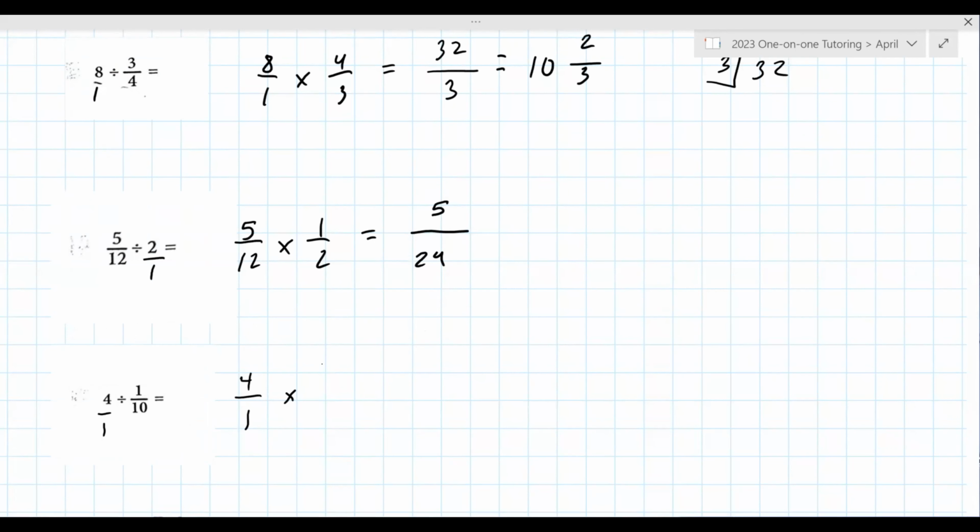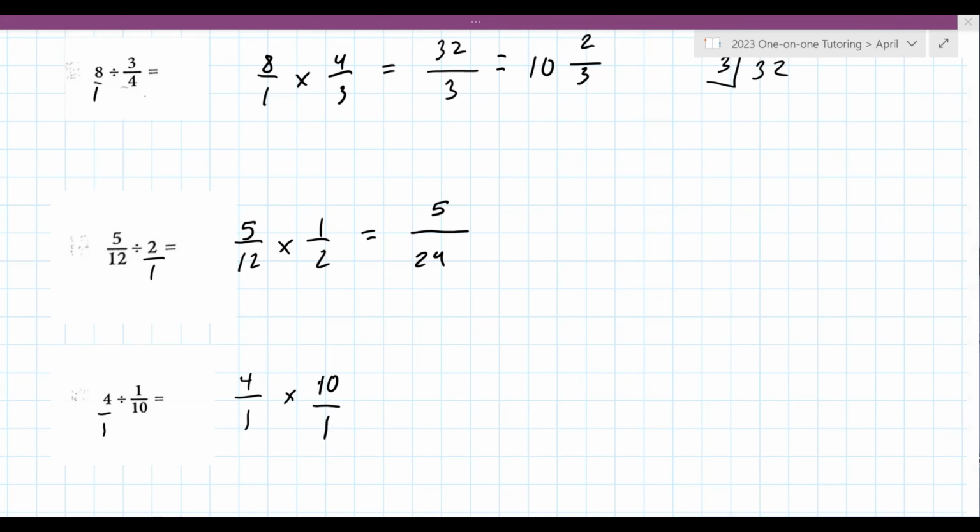All right, so last one here on this page. So make sure you flip. Okay. So that would be 4/1 times 10/1. Okay, 4 times 10 equals 40. 1 times 1 equals 1. So it just equals 40. Yep, you got it.